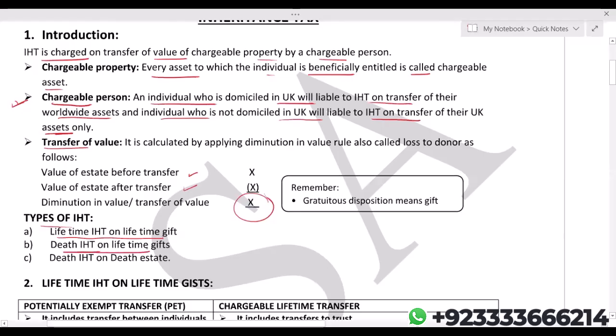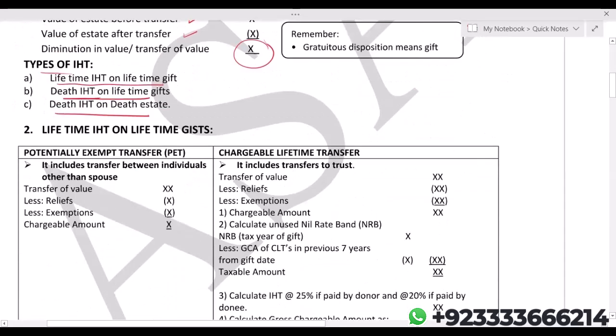Death IHT on lifetime gifts and death IHT on the death estate. Another gift is the gift on death, which is the death estate. Death estate simply means the net assets of the deceased person. Let's see, lifetime IHT on lifetime gifts. It includes transfers between individuals other than what? Students, quickly reply why we are not taking spouses here. Can I say transfer between spouses is exempt within IHT?